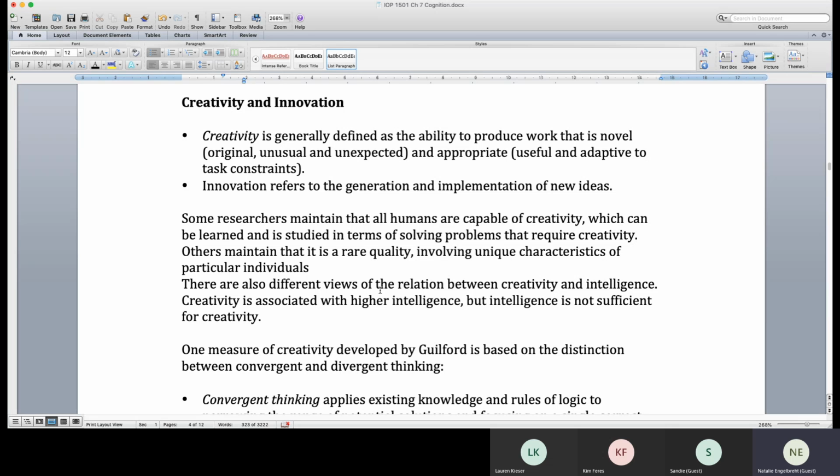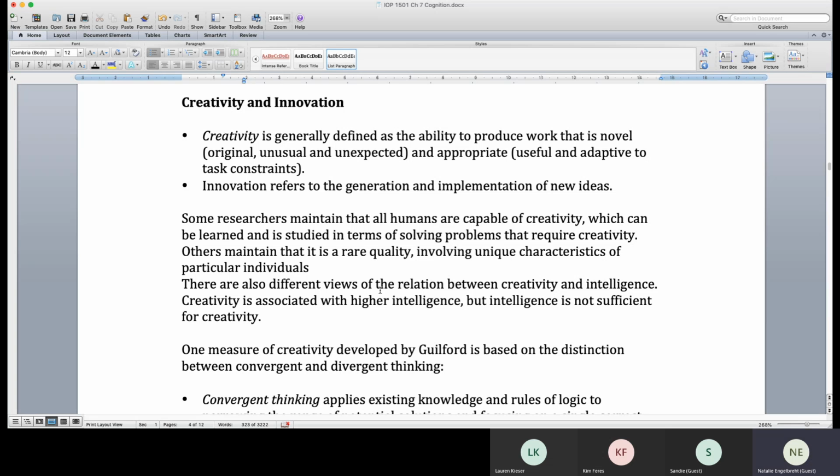Innovation refers to the generation and implementation of new ideas. So while creativity might be the process of coming up with lots and lots of new and fresh ideas, innovation is when you take those new, fresh ideas and you actually implement them.